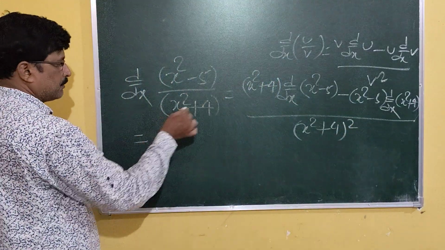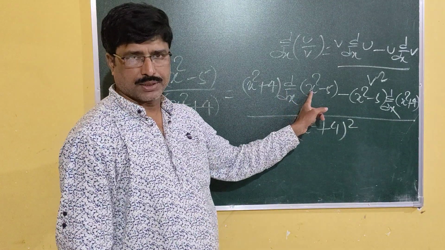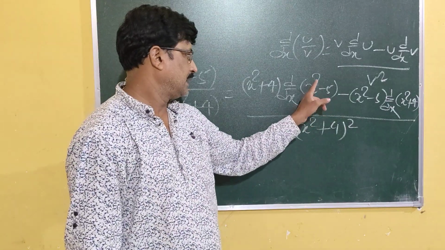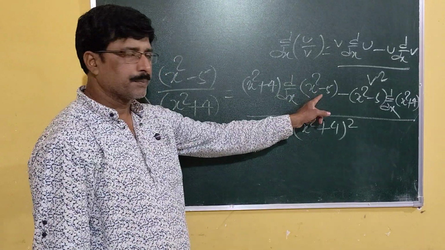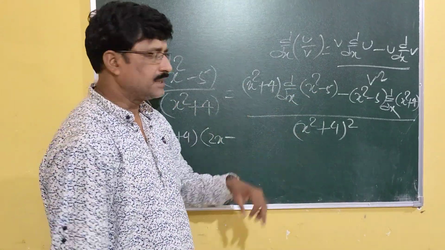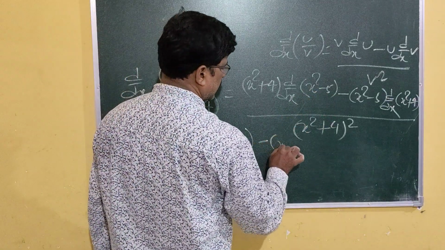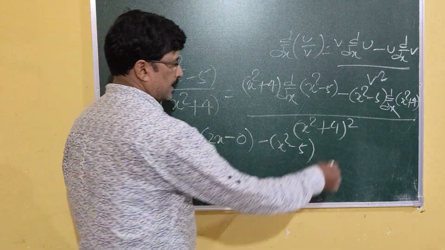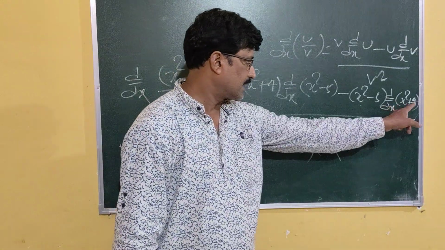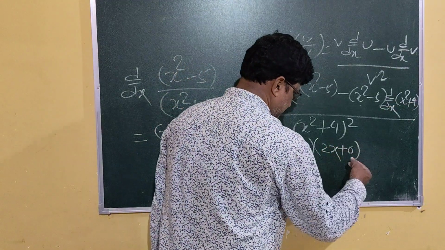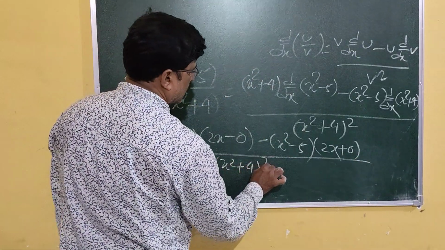Now we have to put in x square plus 4, and the derivative of x square you can easily put by the formula: x square means 2x. Now the derivative of a constant is 0. So here 5 is a constant, so it can be written as 0. Now x square minus 5 and the derivative of x square, that is 2x. Now taking the derivative of 4, that is also a constant, so it becomes 0. Here we have x square plus 4 whole square.